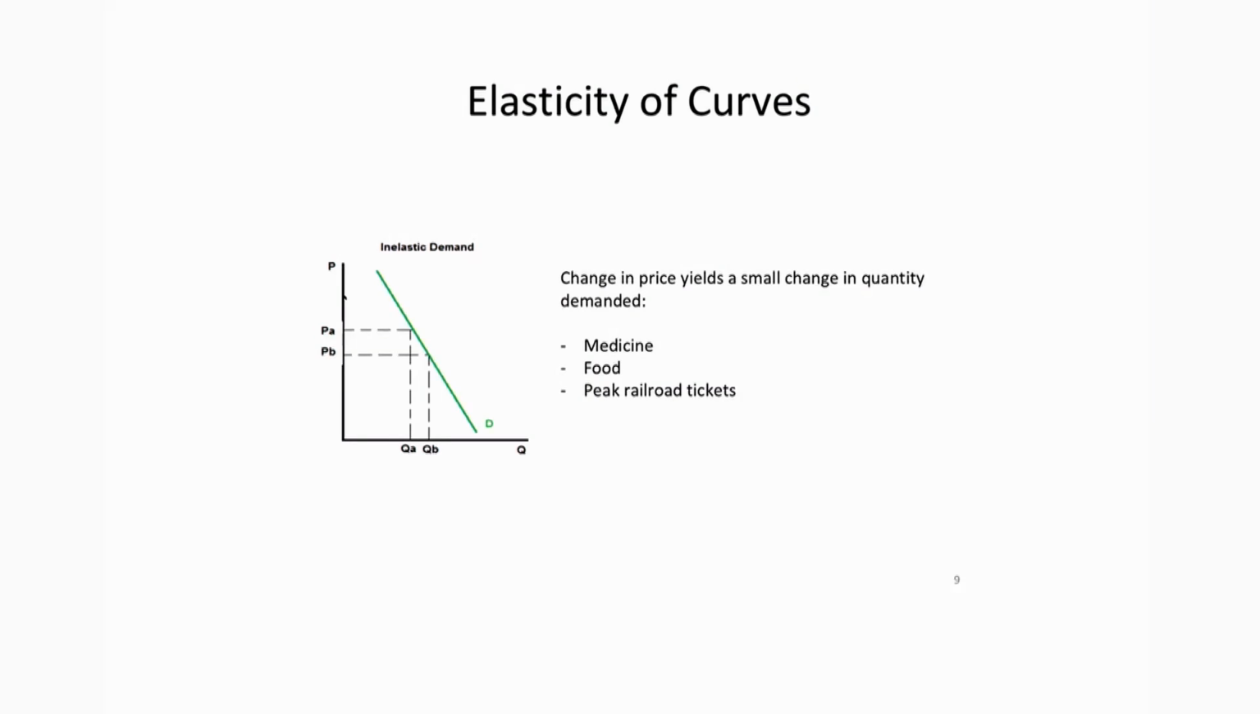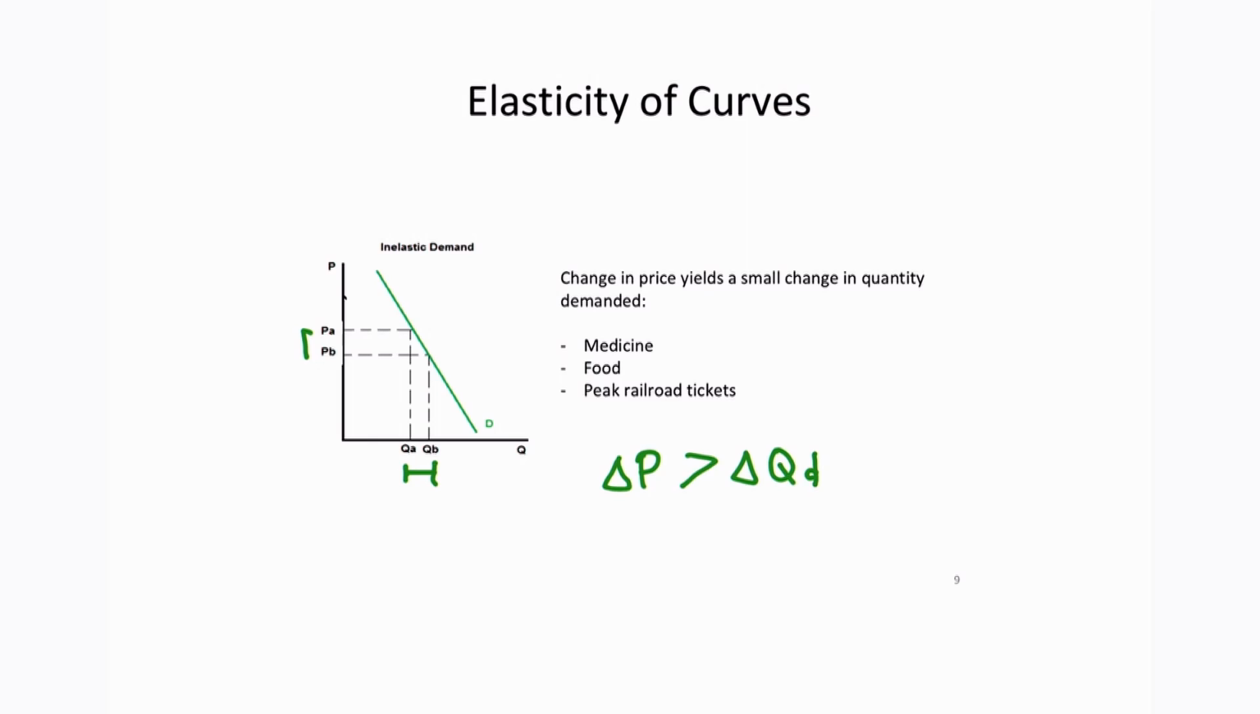On the other hand, if we look at inelastic demand, here any change in the price is going to result in a smaller change in quantity demanded. So the change in the price is going to be greater than the corresponding change in quantity demanded. These goods are usually necessary goods, such as food and medicine, where it doesn't really matter by how much the price changes, you still need to consume these goods, so therefore you're still going to demand almost the same amount.